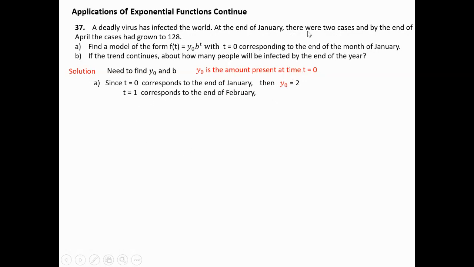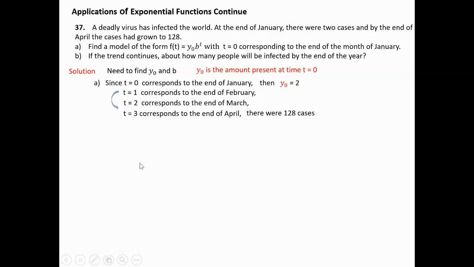So then, it says here that there were 2 cases at the end of January. So after 1 month corresponds to the end of February, time is 1 month, and then t equals 2 corresponds to the end of March, and t equals 3 corresponds to the end of April, because by the end of April there were 128. So this is what we're going to be using for my next point.